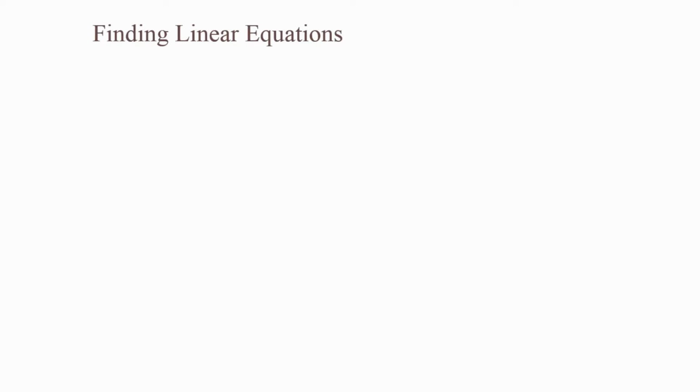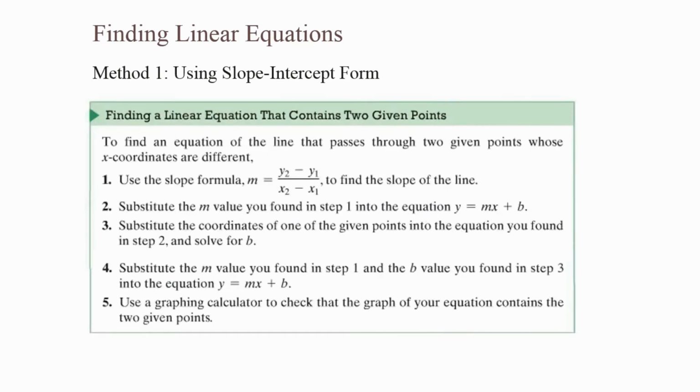Finding linear equations. Method 1: Using slope-intercept form. To find an equation of the line that passes through the two given points whose x-coordinates are different, Step 1. Use the slope formula m equals y2 minus y1 over x2 minus x1 to find the slope of the line. Step 2.